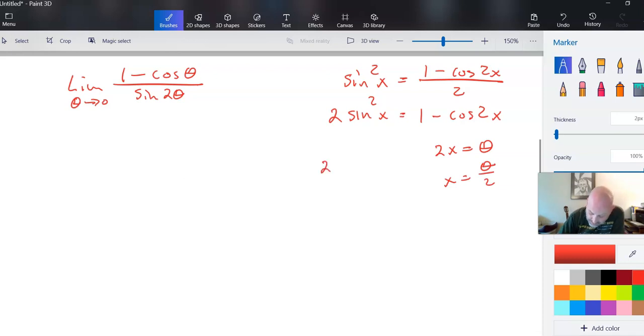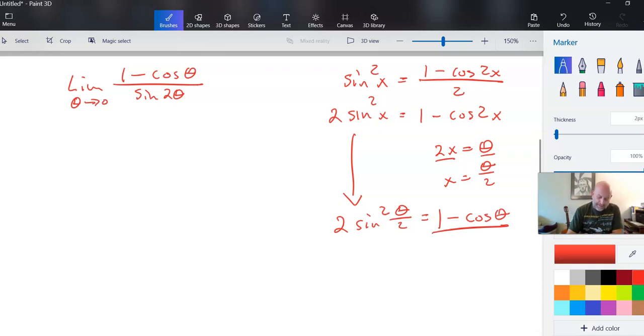So I can make substitutions now. This is now 2 sine squared theta over 2. I shouldn't have written it there; let me drop it down a little bit. So this side comes down to 2 sine squared theta over 2. And then this side is 1 minus, since 2x is equal to theta, 1 minus cosine theta. And that's the piece that matches. Notice I had to do a little bit of algebra to make it fit.